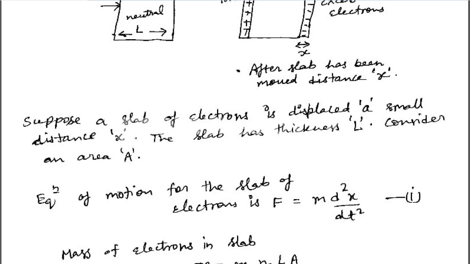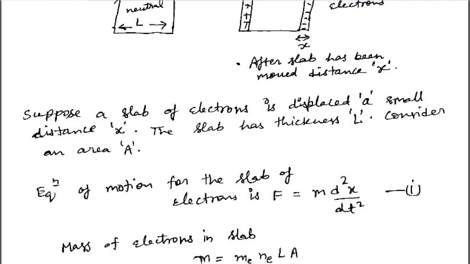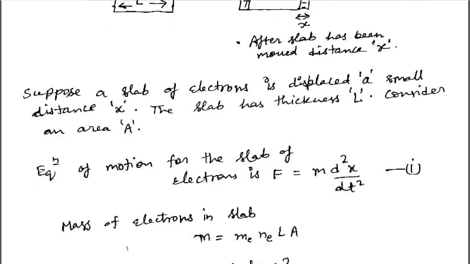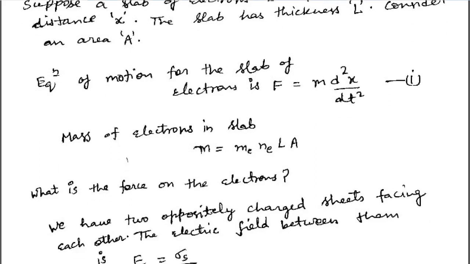So you may write the equation of motion for the slab, and that is simply F equals ma. F is the force due to the motion of the electrons, and the acceleration is the second derivative, d square x by dt square. The mass of electrons in the slab is m e times n e times L times A, which gives the number of particles in the slab of length L and area A. Now we try to understand how the force arises on the electrons.